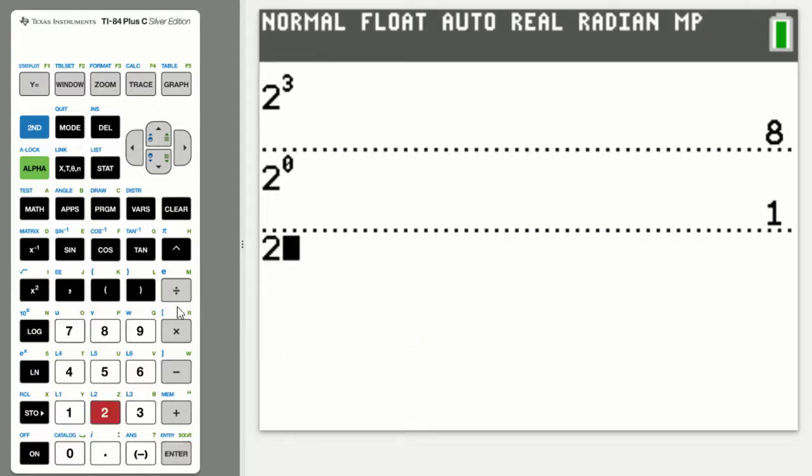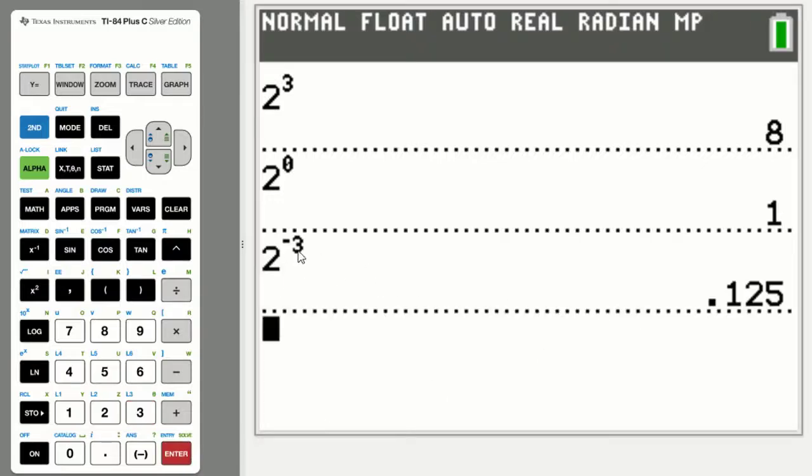So here we go, 2 raised to, for the negative sign, negative 3. And there we go. So 2 raised to negative 3 is 0.125. Another way of seeing it is 0.125 is indeed the same as 1/8. So 2 to the negative 3 is also the same as 1/8.